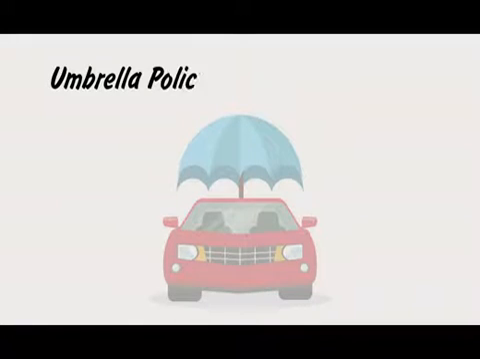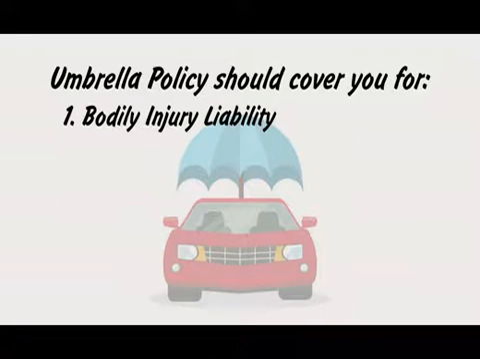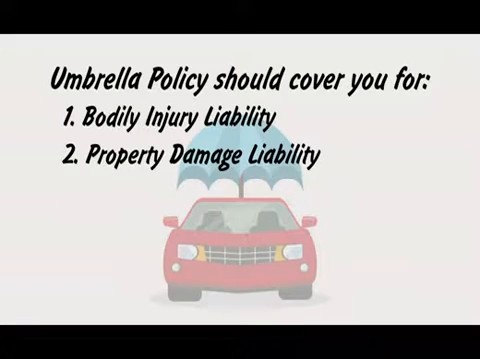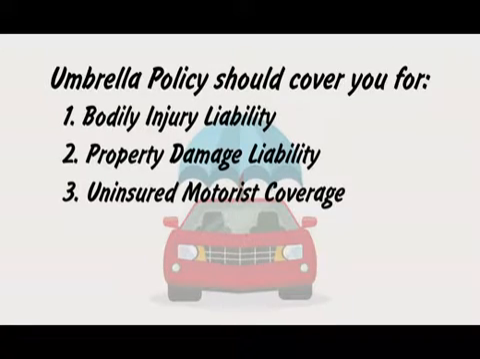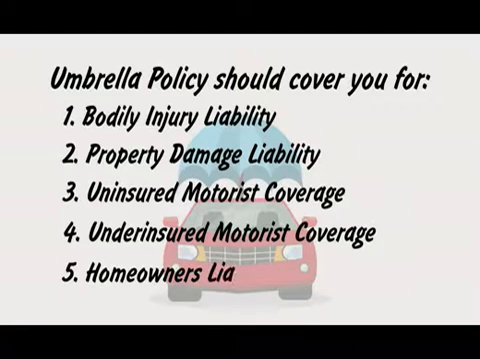In summary, the umbrella policy you purchase should cover you for the following: 1. Bodily injury liability through your auto policy. 2. Property damage liability through your auto policy. 3. Uninsured motorist coverage through your auto policy. 4. Underinsured motorist coverage through your auto policy. And 5. Your homeowner's liability insurance through your homeowner's insurance policy.